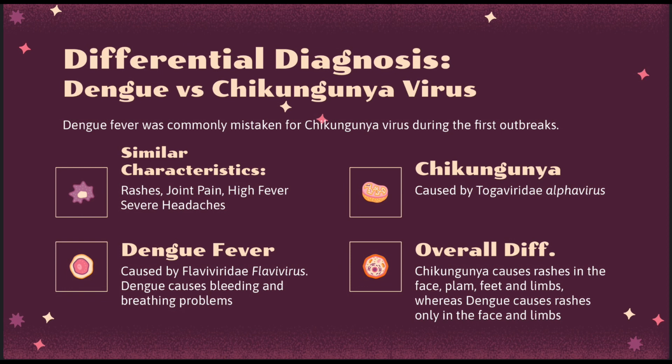Dengue fever is commonly mistaken for the chikungunya virus, and it was mainly mistaken during the first outbreaks. This is due to similar characteristics between the two. The characteristics include the rashes, joint pain, high fever, and severe headaches, but there are several characteristics for each that can be differentiated between them. For example, dengue fever is caused by the Flaviviridae flavivirus, whereas chikungunya is caused by the Togaviridae alphavirus. And dengue also causes bleeding and breathing problems, whereas chikungunya does not. Chikungunya causes rashes in the face, palm, and feet and limbs, whereas dengue causes rashes only in the face and limbs.